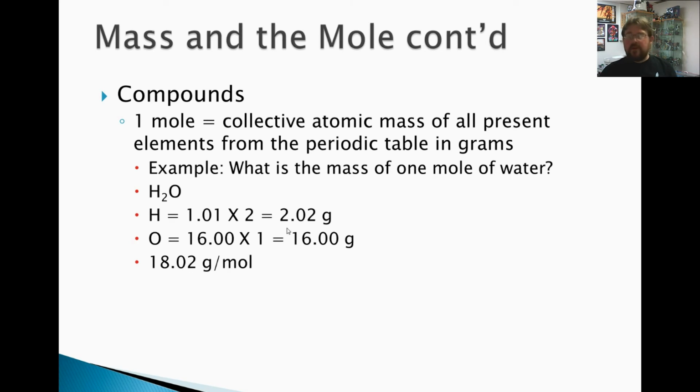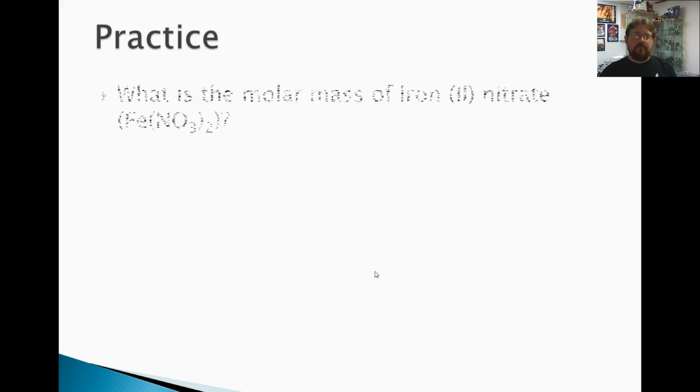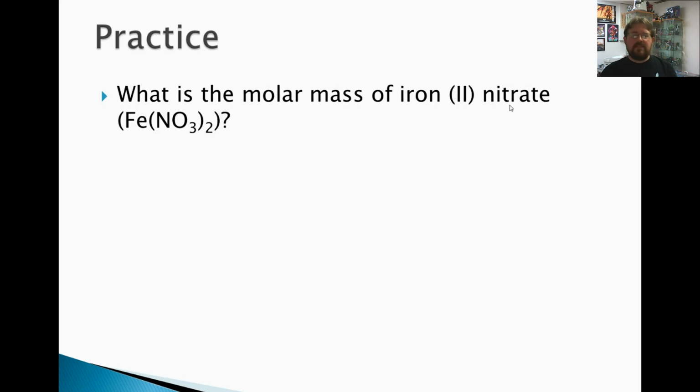Okay? It's all about just finding the atomic mass of each element, multiplying by how many of each one there is, and adding everything together, okay? Let's take a look at another one. What is the molar mass of iron(II) nitrate? Now, I gave you the formula. Now, this looks really complicated, but I promise you it's not going to be too bad. So we're going to break it down.